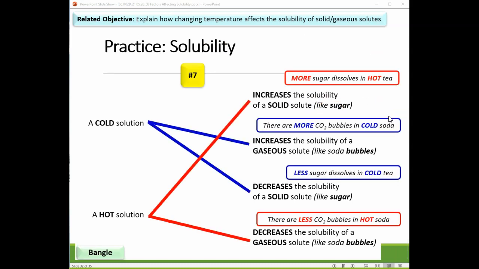All right, so remember that these are opposite relationships. So remember that a cold solution is really good for things like gases, like we have more bubbles in cold soda. On the other hand, cold solutions are really bad for solids because, for example, less sugar dissolves in cold tea. And then the reverse, right? Hot solutions are really good for solids like sugar and hot tea, but they're really bad for gases like the bubbles in soda, the carbon dioxide bubbles in soda. Okay, this is going to be number 7. Go ahead and pause the video when you're ready to move on.